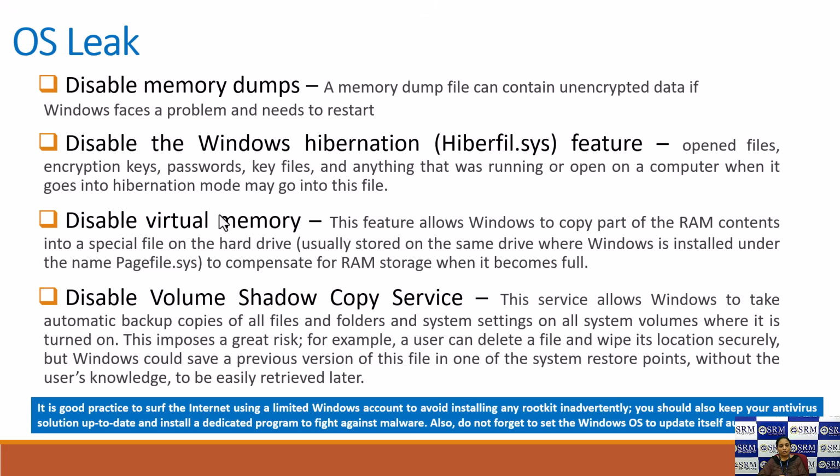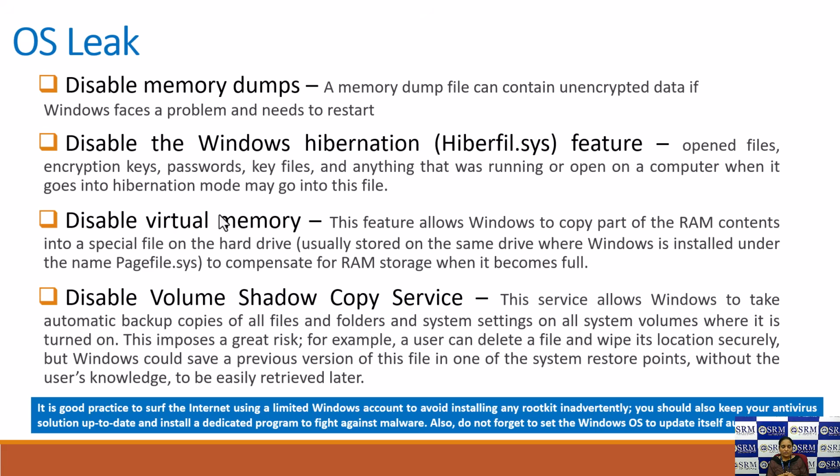Third is disable virtual memory. This feature allows Windows to copy part of the RAM's contents into a special file on the hard drive. So from RAM, you're having a copy on the hard drive to compensate for RAM storage when it becomes full. If the RAM becomes full, a copy of the RAM will be available in the hard drive. So we have to disable that one, because that will not be encrypted. RAM data will not be encrypted.